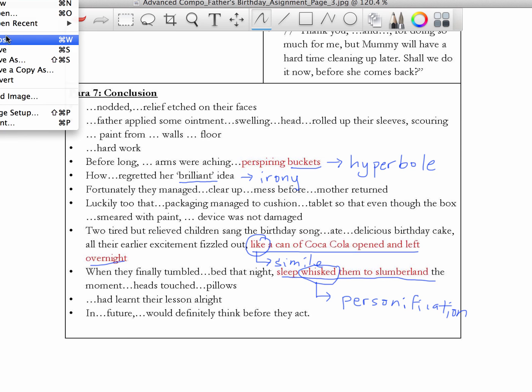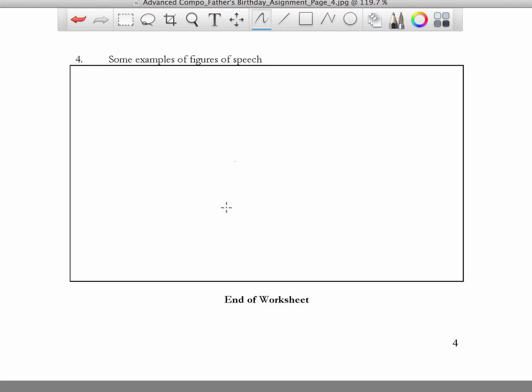For figures of speech, what we want to do, I will give you some examples, like for example, hyperbole. Example, I've told you a million times. Okay, you don't really count. And do you really tell someone something a million times?